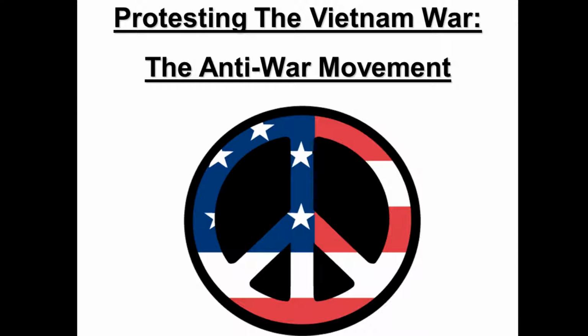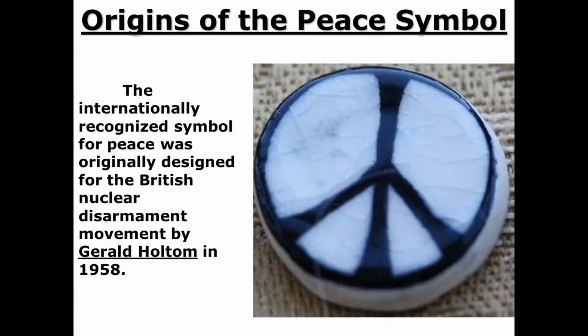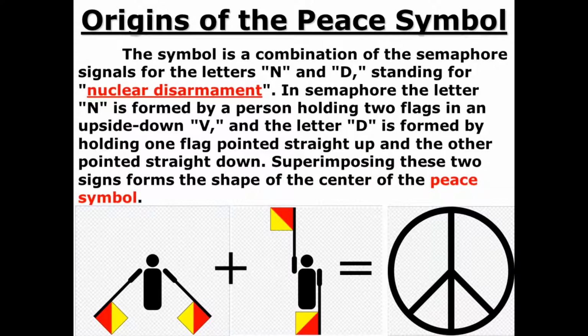One of the most notable symbols of the anti-war movement was the peace symbol, developed in 1958 by Gerald Holtham, a man from Britain. It is actually the letters for nuclear disarmament, ND, in semaphore. The N is an upside-down V, and the D is two flags, one up, one down. When you superimpose those, you get the notable peace symbol, the straight line with the upside-down V in the bottom.